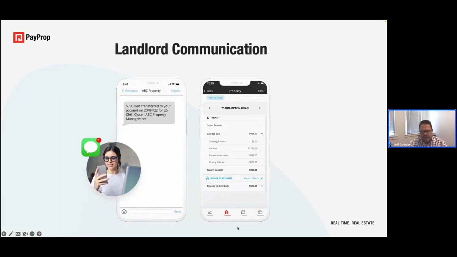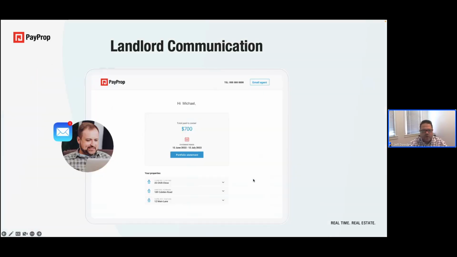And then also, like I said, they have full ability to look at each individual property within that app, to be able to look at the live balances, get their owner statement from here as well all month long. They also are going to get landlord communication via email. So you can see that there's a portfolio statement button here, individual statements for each one of their properties there. So again, lots of communication to the landlord and to the tenant related to exactly how their transaction history is happening.